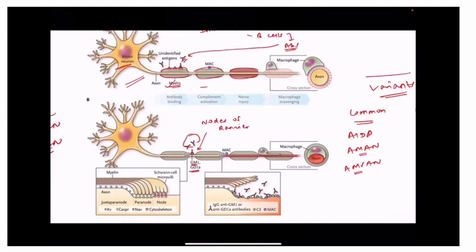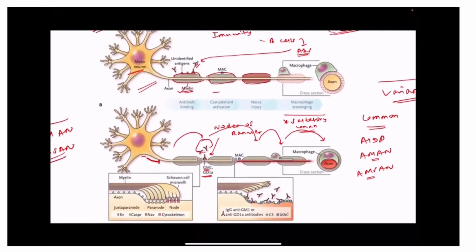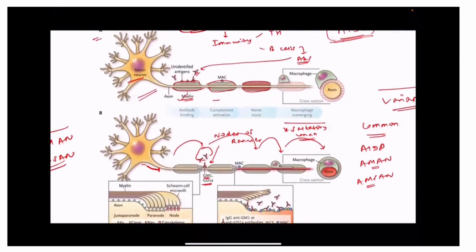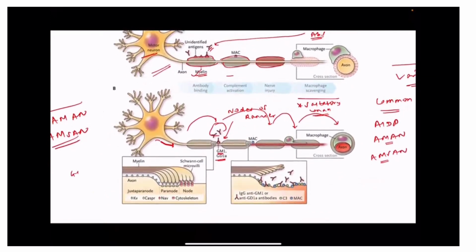Because remember from your physio days, once a transmission starts in the neurons, it jumps around these nodes of Ranvier and there is fast conduction of transmission. This is what we call saltatory conduction. This is from your physio, just an integrated thing over here. So in AMAN and AMSAN, there are certain gangliosides. If you want to know the names, these gangliosides are GM1 and GD1a. Why these are important, I'll teach you in the subsequent slides.